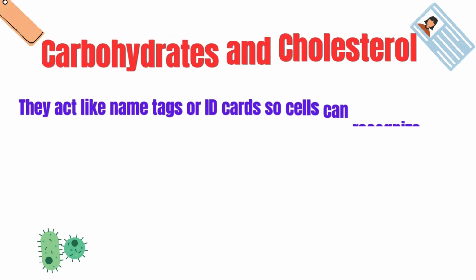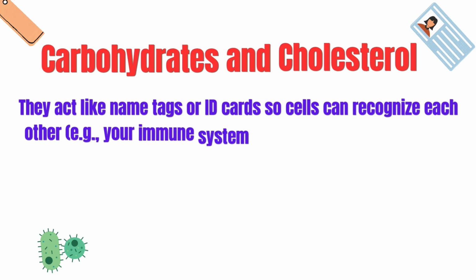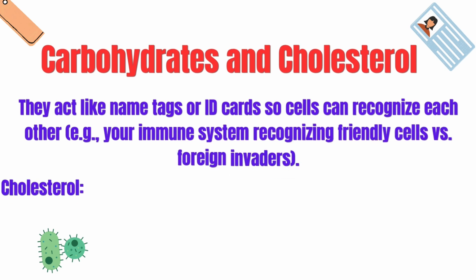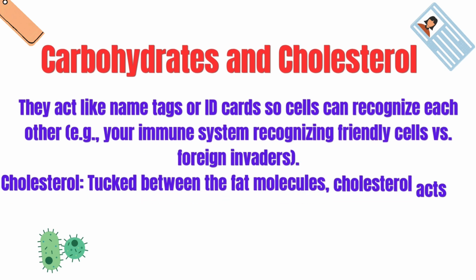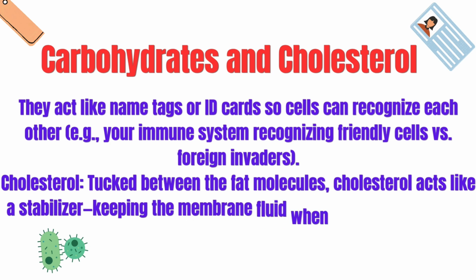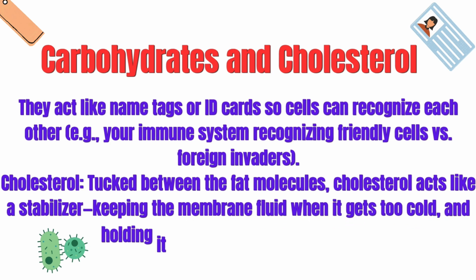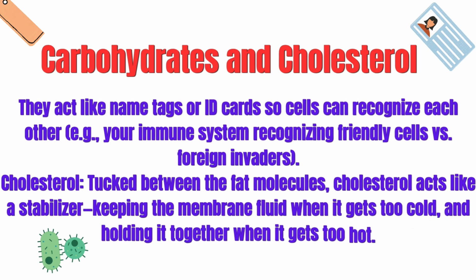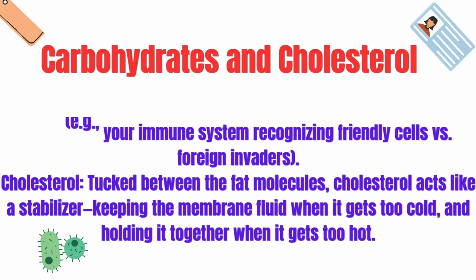Carbohydrates and cholesterol. Carbohydrates, attached to proteins, glycoproteins, or lipids, glycolipids. They act like name tags or ID cards so cells can recognize each other, e.g., your immune system recognizing friendly cells versus foreign invaders. Cholesterol, tucked between the fat molecules, acts like a stabilizer, keeping the membrane fluid when it gets too cold and holding it together when it gets too hot.